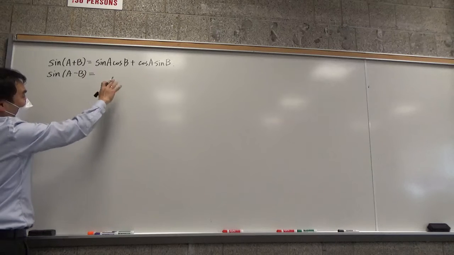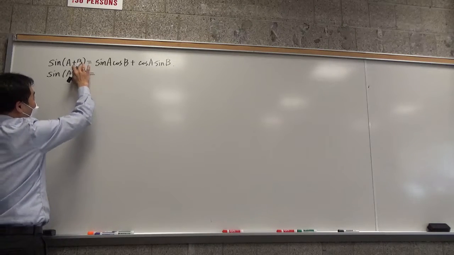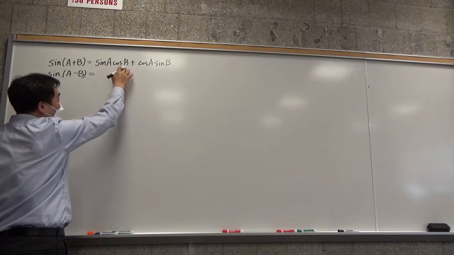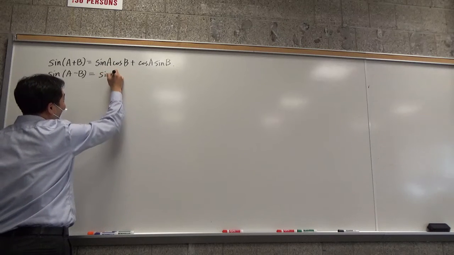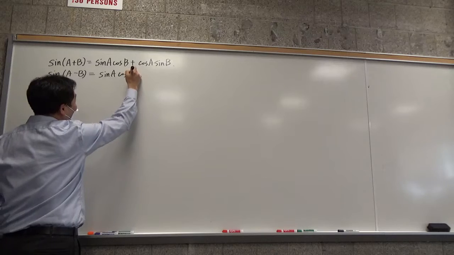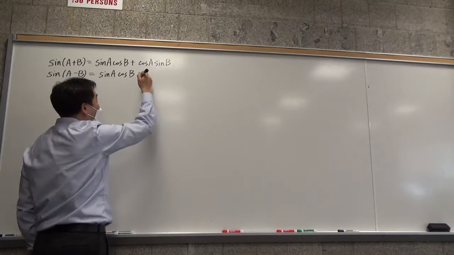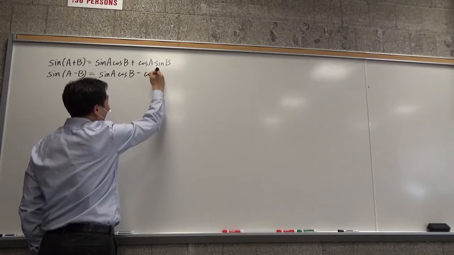is just like the top, except that you're replacing b by negative b. And because cosine is even, cosine negative b doesn't change anything. On the other hand, if you have sine negative b, that does bring the minus outside, so you're going to have a minus here.